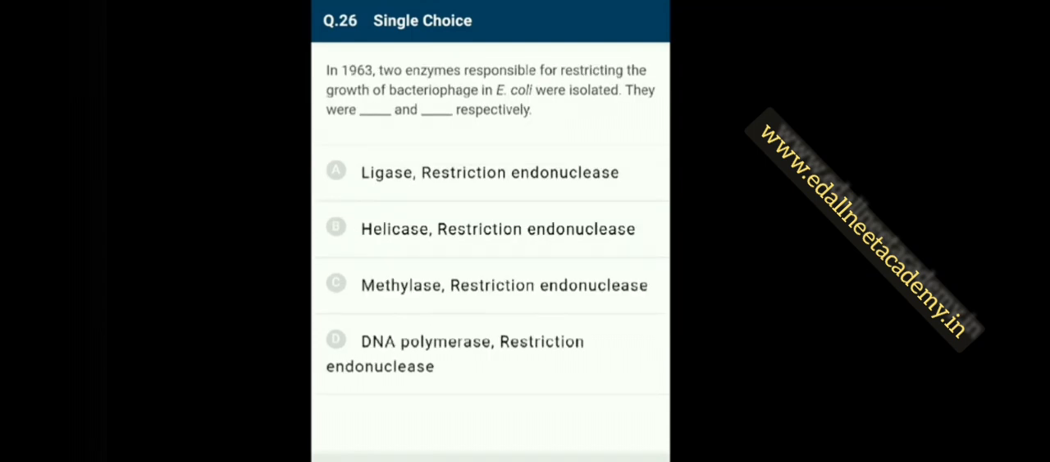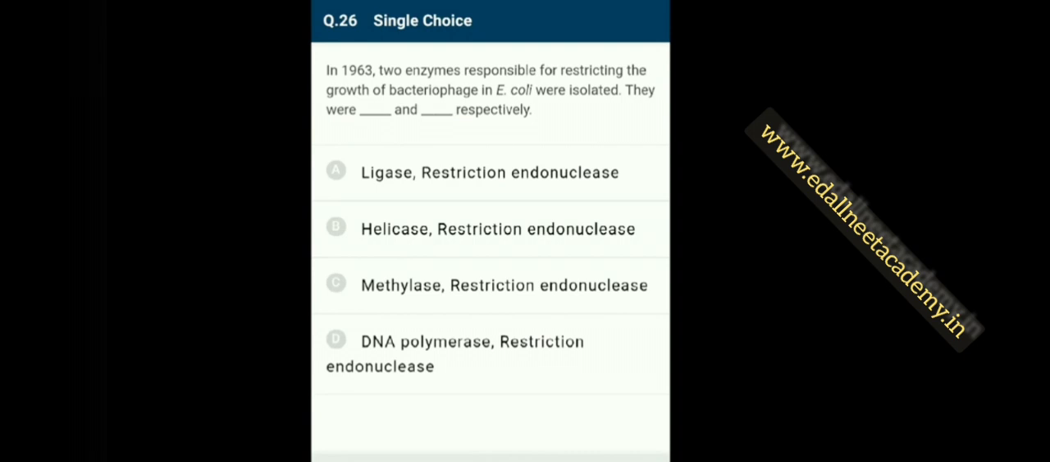Question number 26. In 1963, two enzymes responsible for restricting the growth of bacteriophage in E. coli were isolated. They were dash and dash respectively. The enzyme that restricted the growth of bacteriophage is called a restriction enzyme. One of the enzymes was methylase, which added methyl groups to the adenine base of the DNA, thereby restricting or inhibiting the growth of bacteriophage. A restriction endonuclease is an enzyme that cuts the DNA at specific sites, eliminating the foreign DNA of infecting organisms.